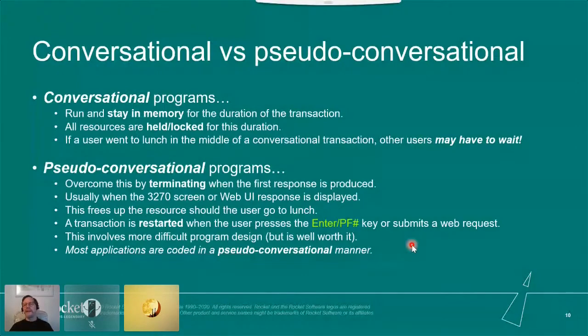Pseudo-conversational programming is what we showed you just a minute ago in tasks, where you actually want to complete an individual task, but you haven't done the entire business transaction. So what you're really doing is terminating at the end of a task and thereby avoiding system overhead. I think a picture will actually show it better.